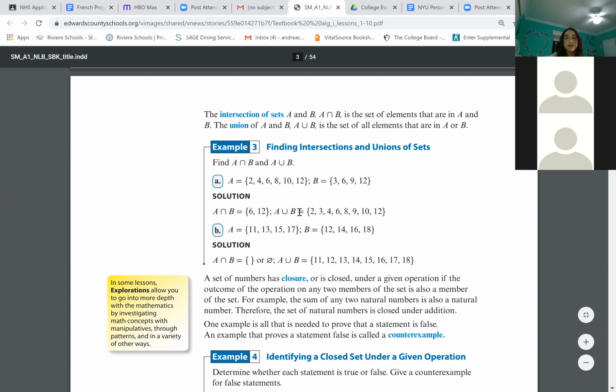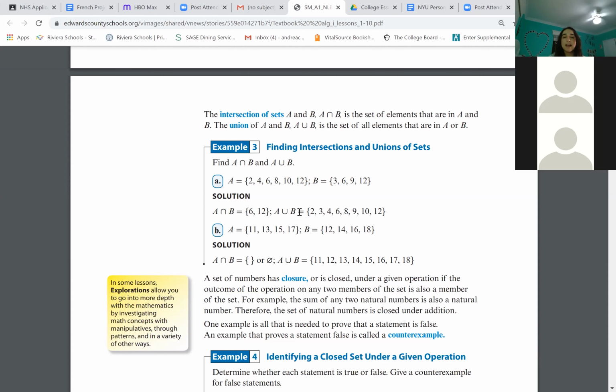And then the union would be just combining the two. The way I remember it when I forget which one's union and which one's intersection is that union is shaped like a U here. So that always reminds me, okay, that one's union, and that other one is intersection.